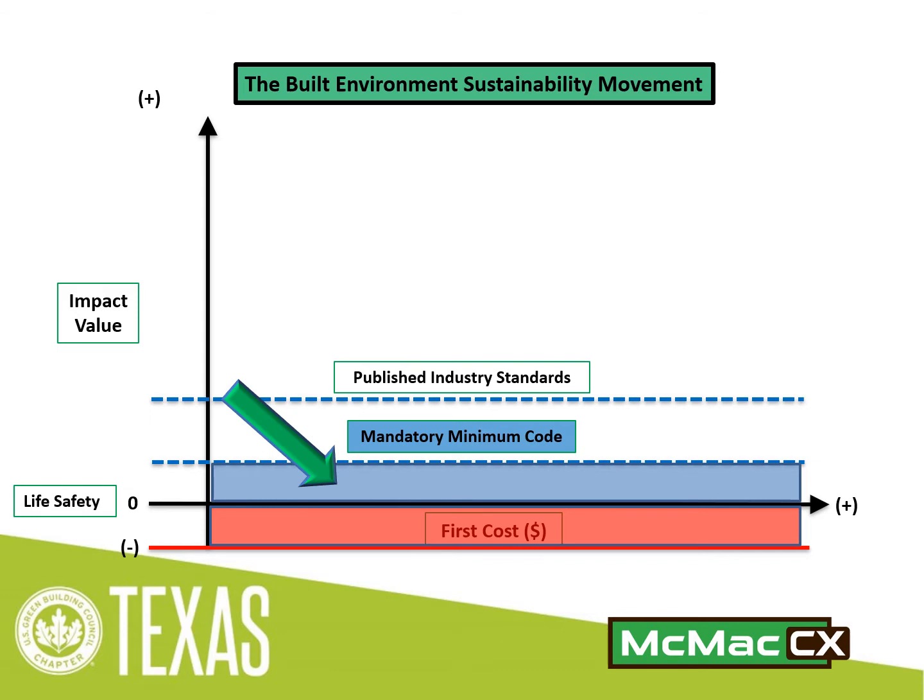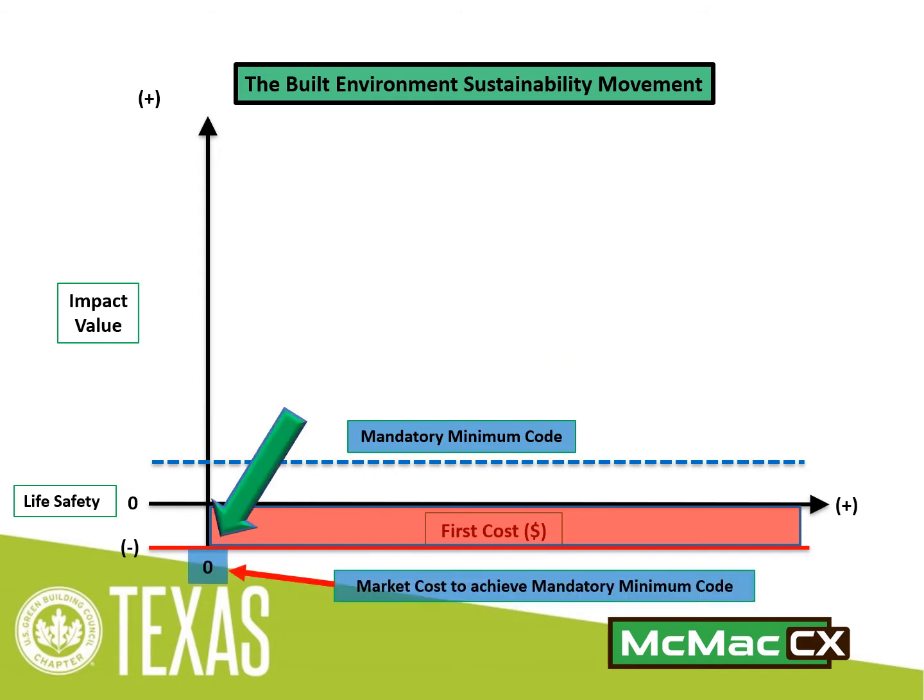The blue shaded area here represents the expected impact value that mandatory minimum codes will bring to communities and inhabitants. You will note that the mandatory minimum code bar is below currently published industry standards. The vertical axis bar then becomes the minimum benchmark or the market cost to achieve mandatory minimum code impacts.